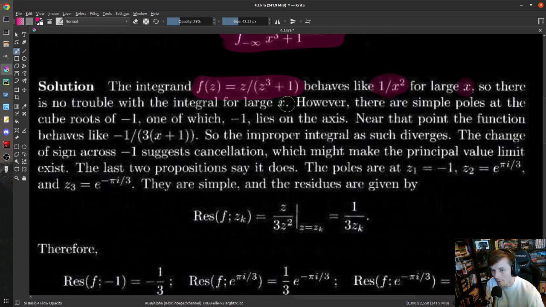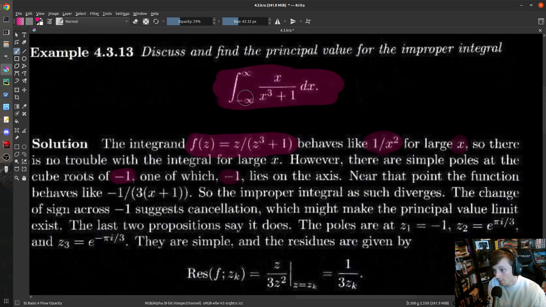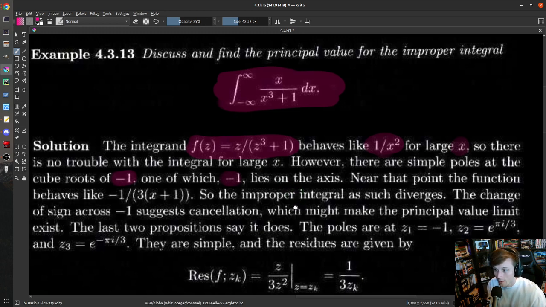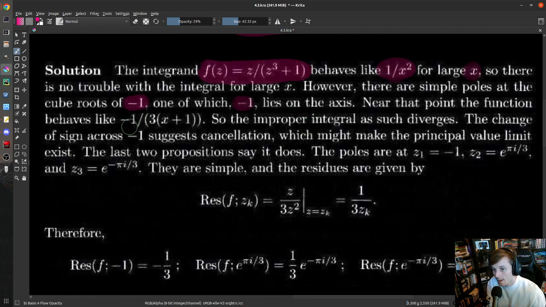However, we have some issues, namely that there are simple poles at the cube roots of minus 1, one of which is minus 1 itself. Oh, okay. That's on the real axis. So if I'm doing this improper integral, I have to deal with that bad boy. Near that point, the function behaves like minus 1 over 3 times x plus 1. So that's a little bit annoying to us.